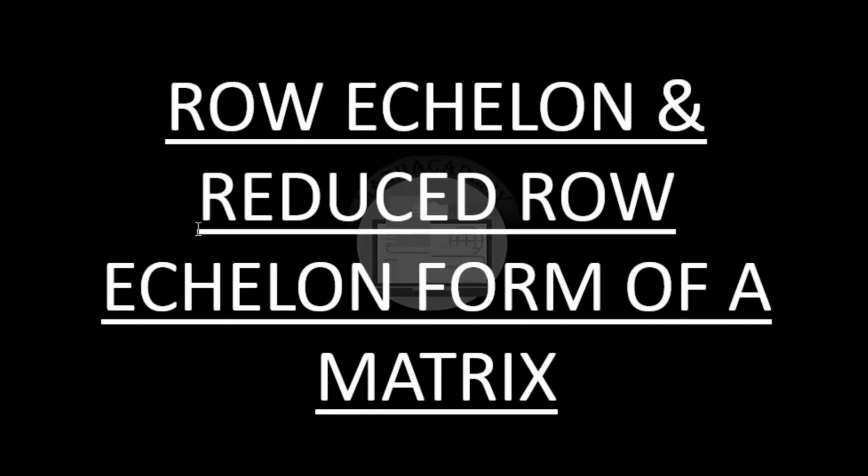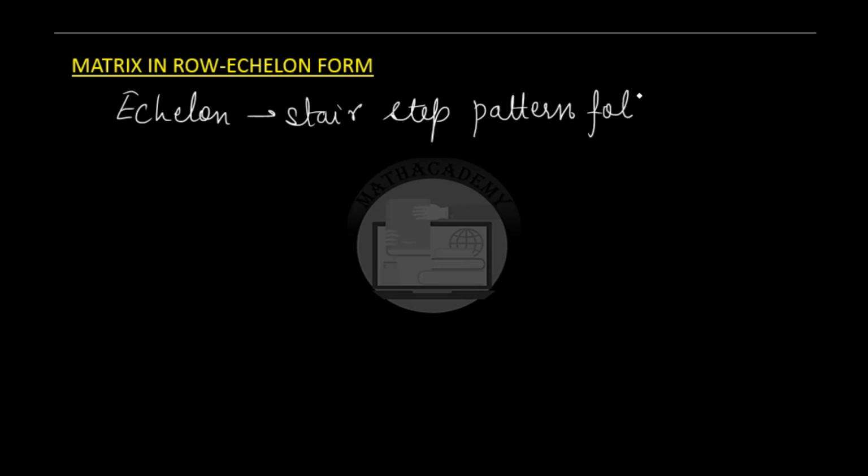In this video, we will see how we bring our matrix to a row echelon form and a reduced row echelon form. So let us see what we mean by row echelon form first. Echelon is a term that refers to the stair-step pattern followed by the non-zero elements of the matrix.